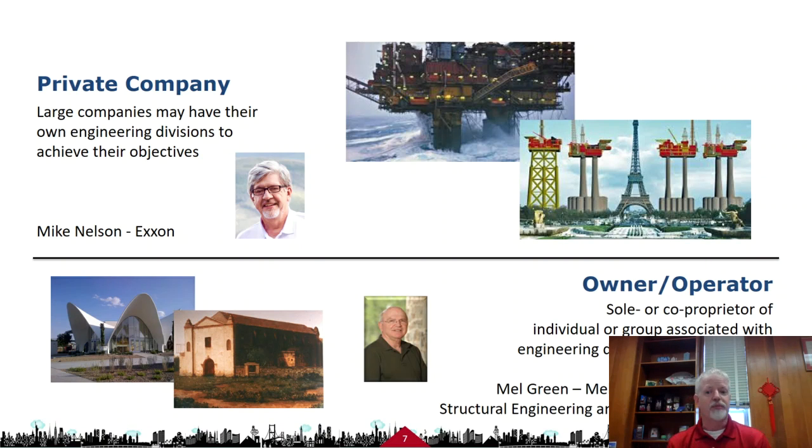You can be the sole or co-proprietor of an individual or group associated with engineering, design, or consulting. Mel Green, also one of our alums, has Melvin Green and Associates. He's a structural engineer by training. He does historic preservation of buildings right now. He'd probably be classified as an architectural engineer right now. But these are all examples of folks who have come out of our program and gone on into a variety of areas.